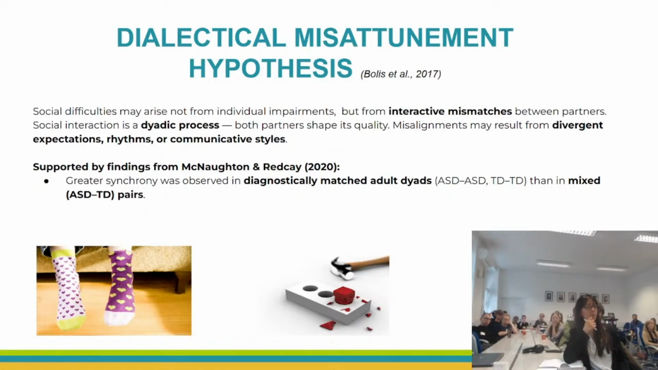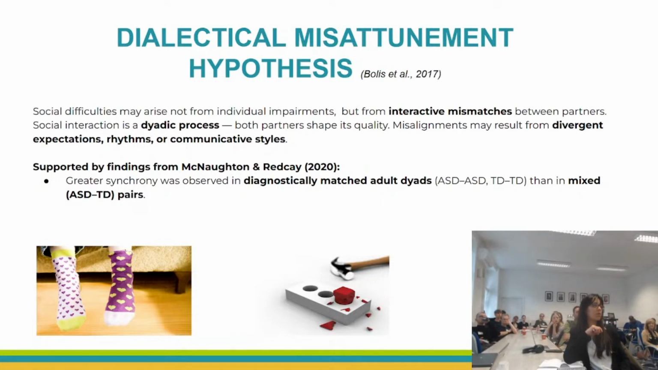So from this perspective, synchrony isn't just something that an autistic individual fails to achieve. It's something that emerges or breaks down in interaction, depending on how both partners adapt to each other. This reframes our questions. Instead of asking what's missing, we start asking what's misaligned, and how we can maybe repair it together.